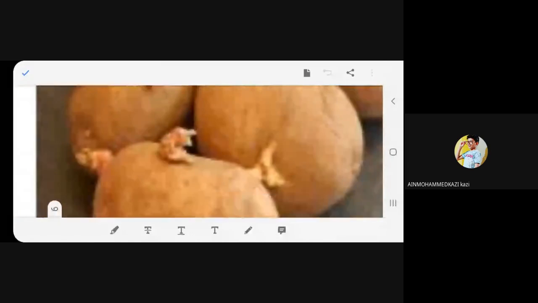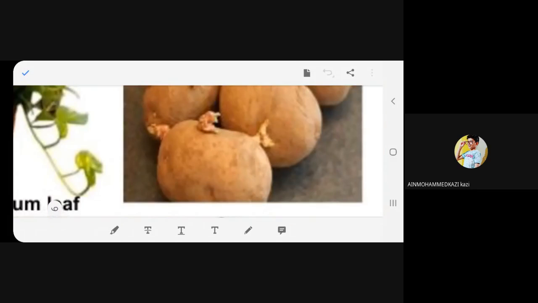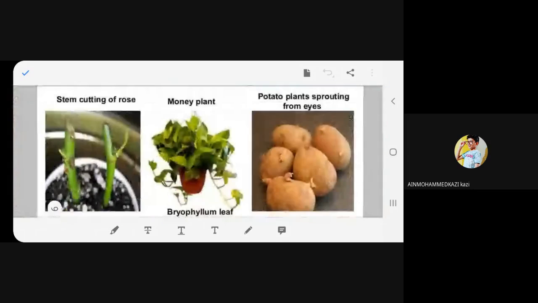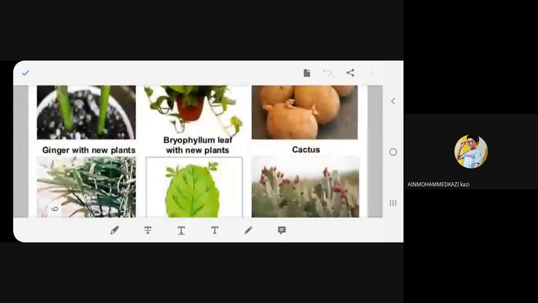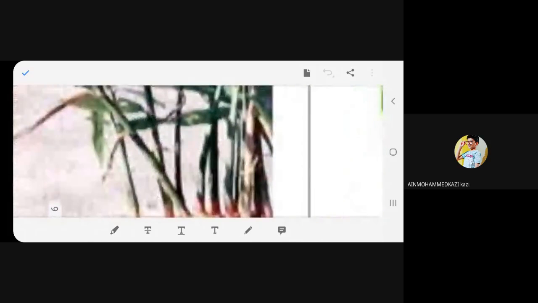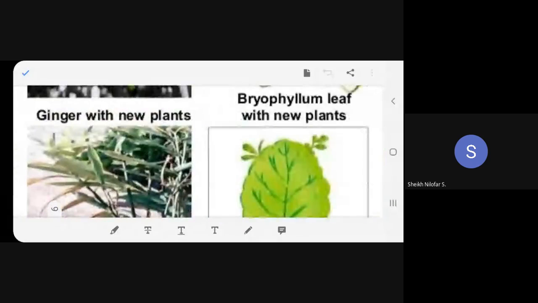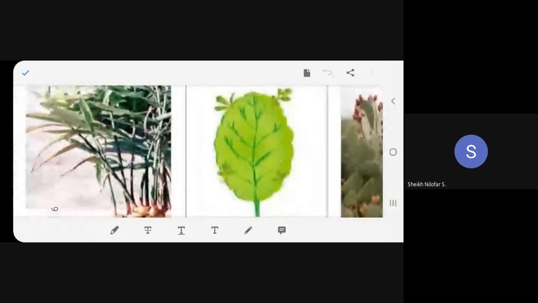Yes, ma'am. These are the eyes of the potato. Can you see them? This is called eyes. Now this is ginger. You see this ginger? You get a new plant. Onion, ma'am? No, this is green ginger. This is ginger.